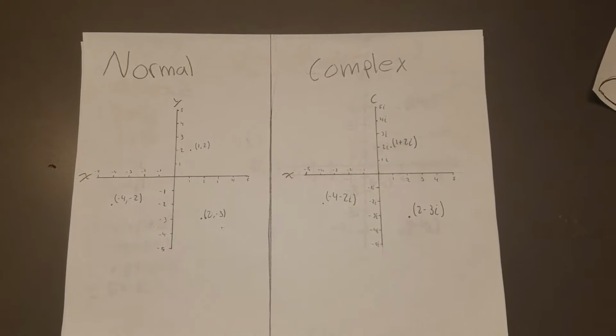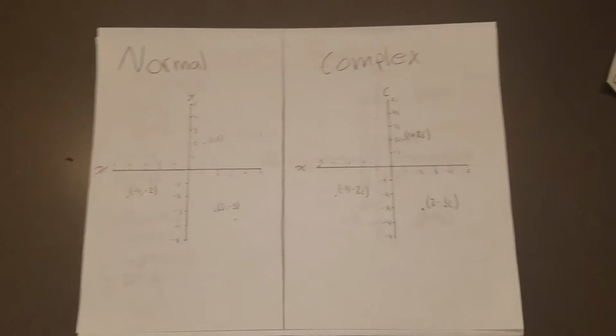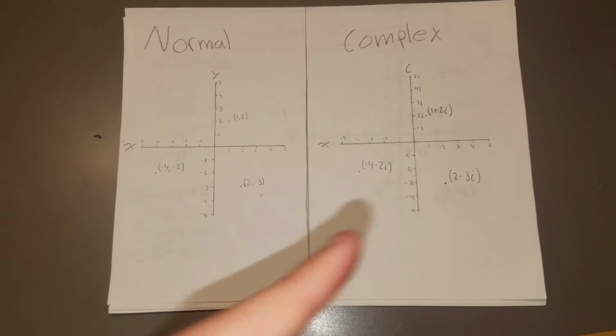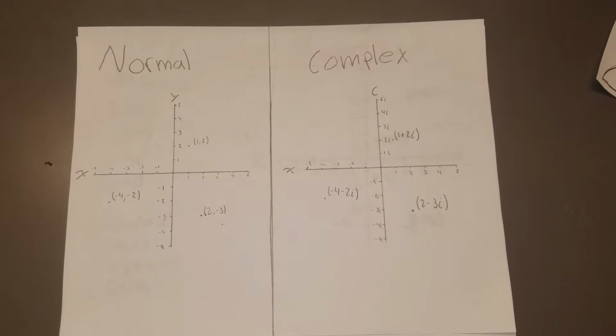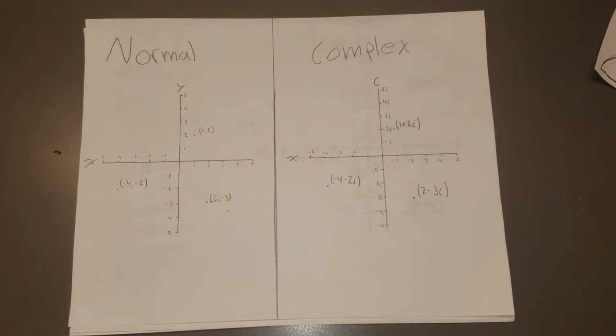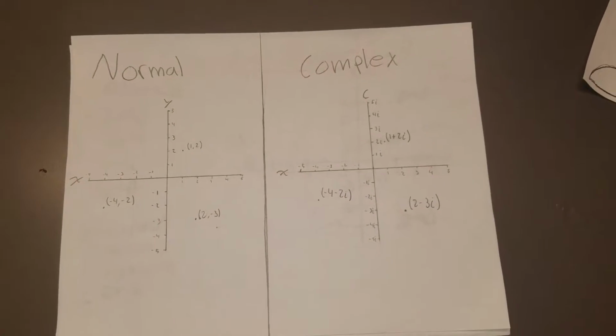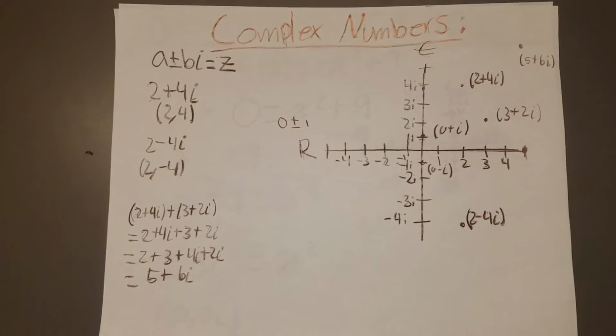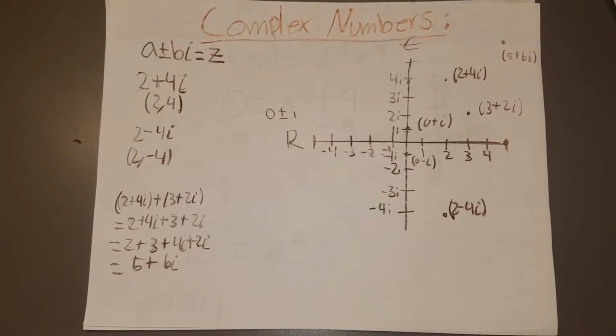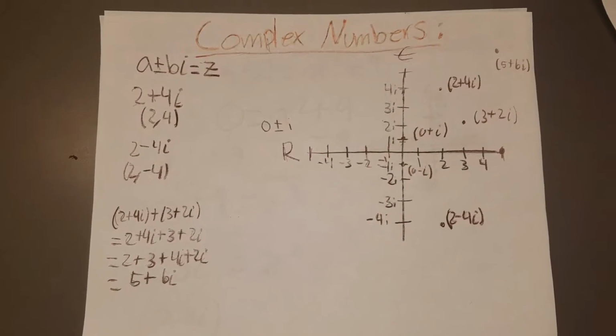This is a normal graph. It has an x and y axis, and this is a complex graph. It has an x and c axis. The difference between the y and the c axis is that the c axis has the imaginary unit after all the numbers, and the y axis does not. The x axis is all the real numbers, and the c axis is the imaginary axis.